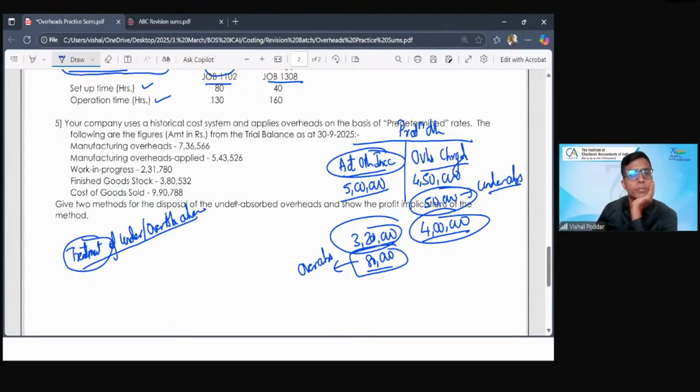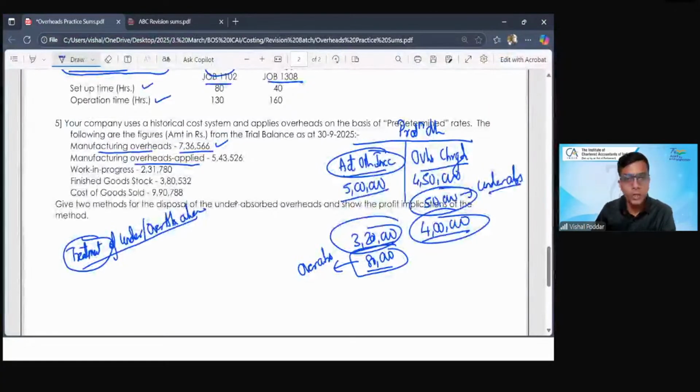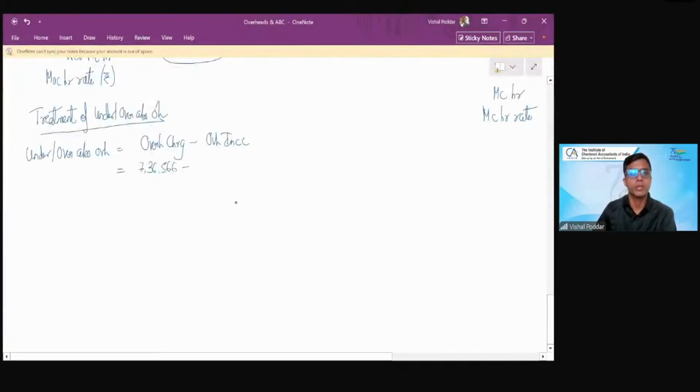Now see, manufacturing overheads and manufacturing overheads applied. Applied means charged. So what you have paid is this 736,566. And applied means what you have charged, 543,526. This difference is a difference of under or over absorption. Can anybody tell me? Can anybody give me this difference?